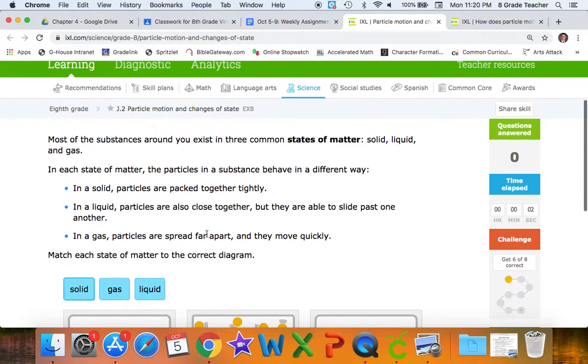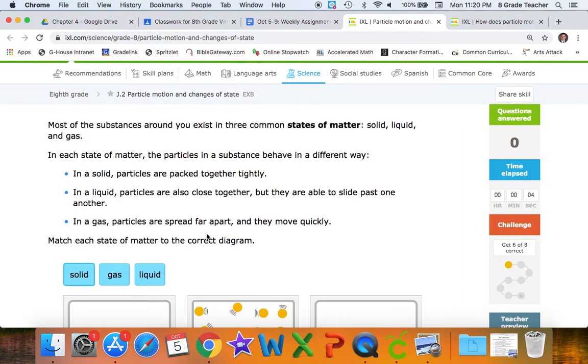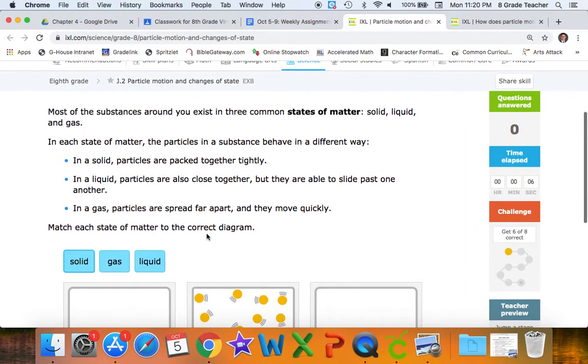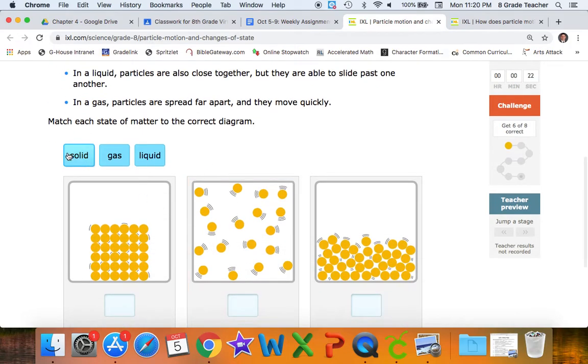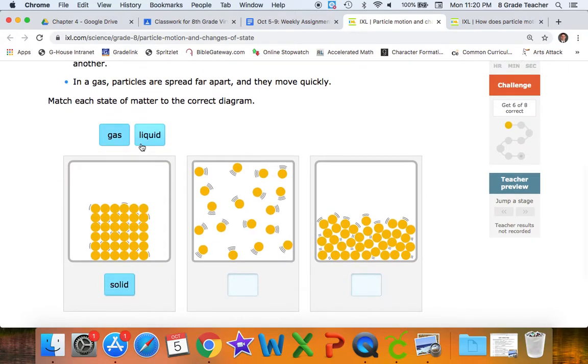Most of the substances around you exist in three common states of matter: solid, liquid, and gas. In each state of matter, the particles in a substance behave in different ways. In a solid, particles are packed together tightly. In a liquid, particles are close together, but they are able to slide past one another. In a gas, particles are spread far apart and they move quickly. Match each state of matter to the correct diagram. Solid, liquid, gas, just based on which one has particles that are farther apart.